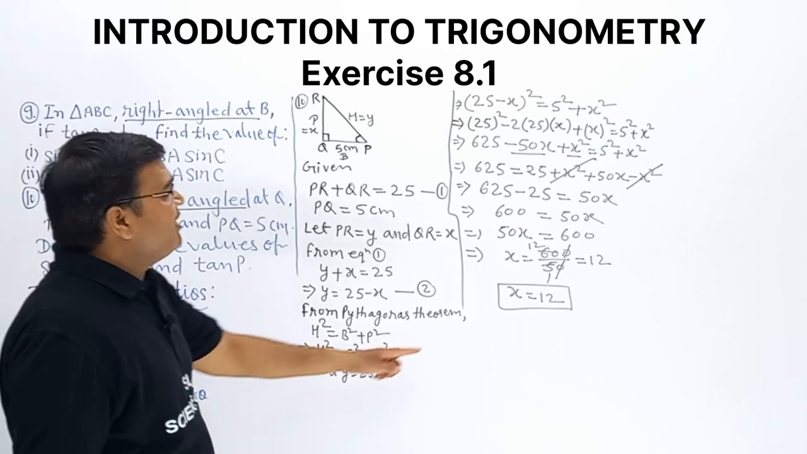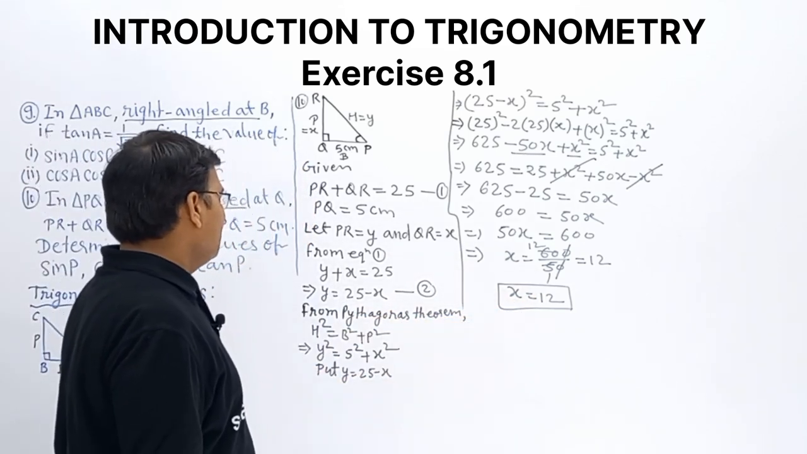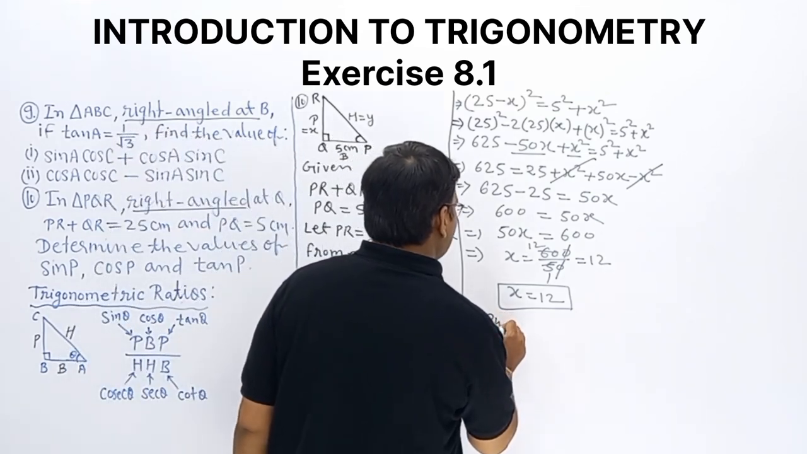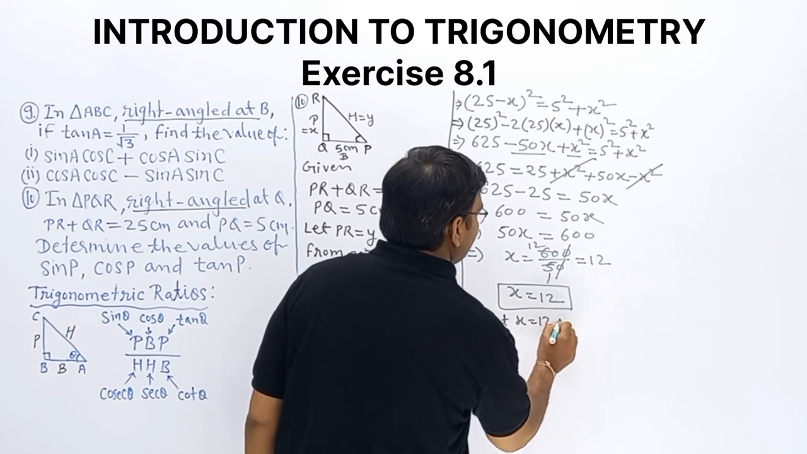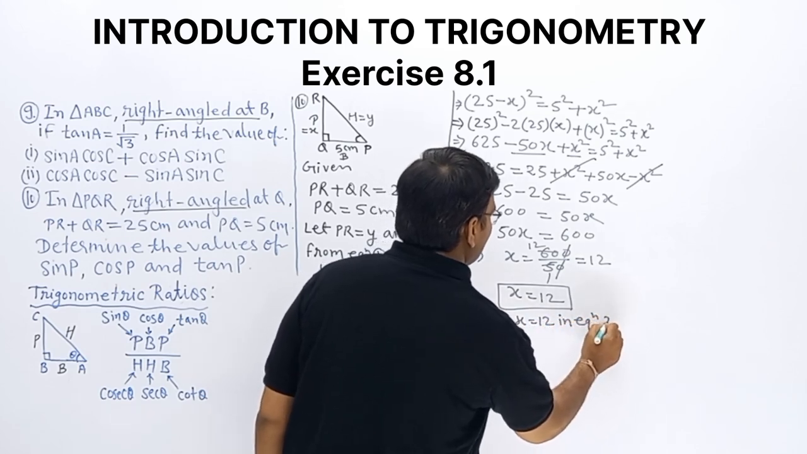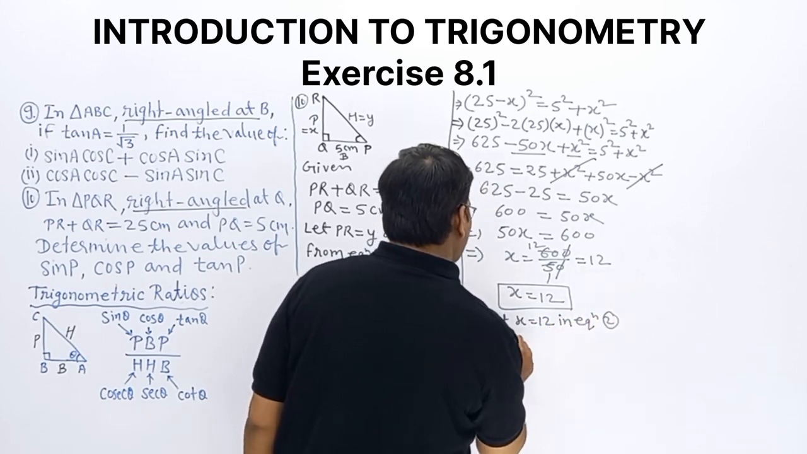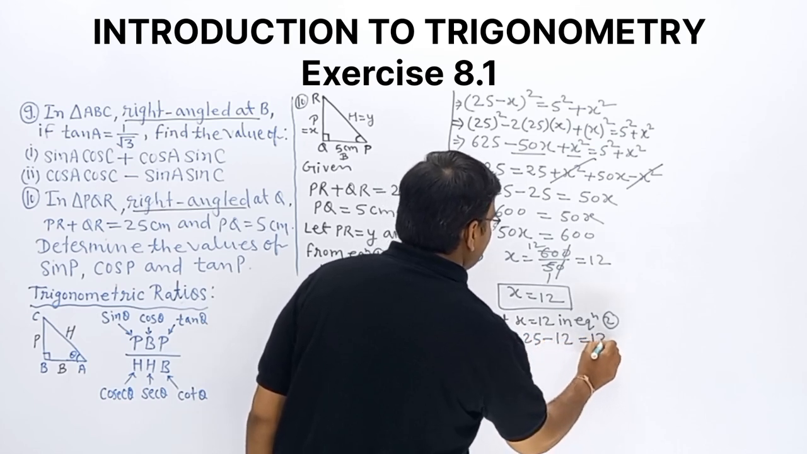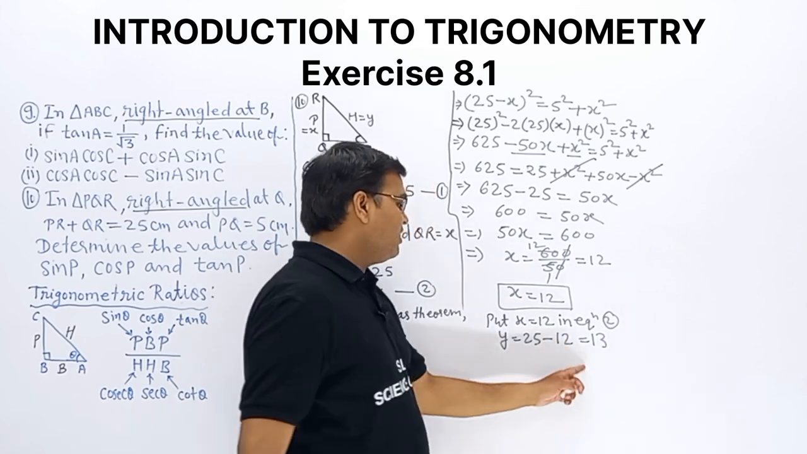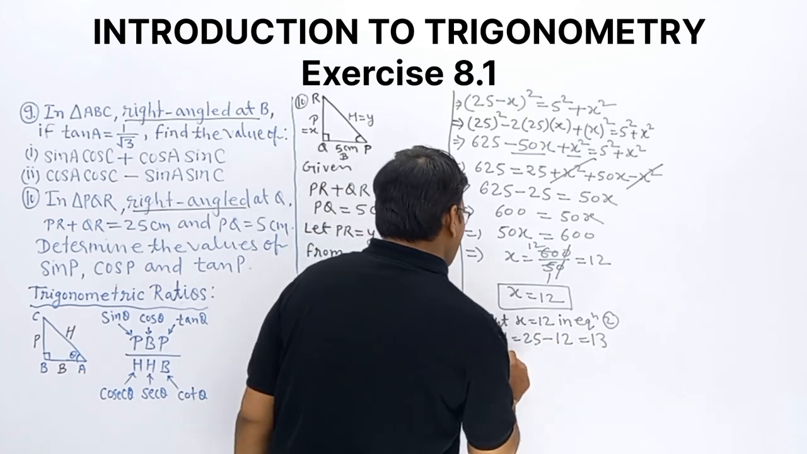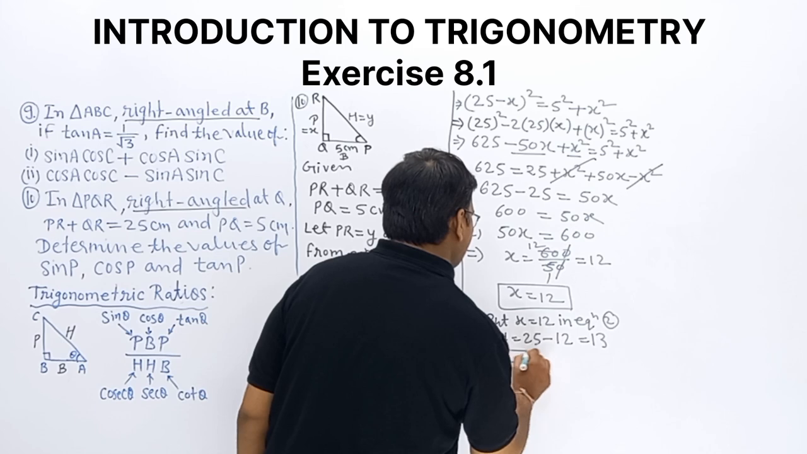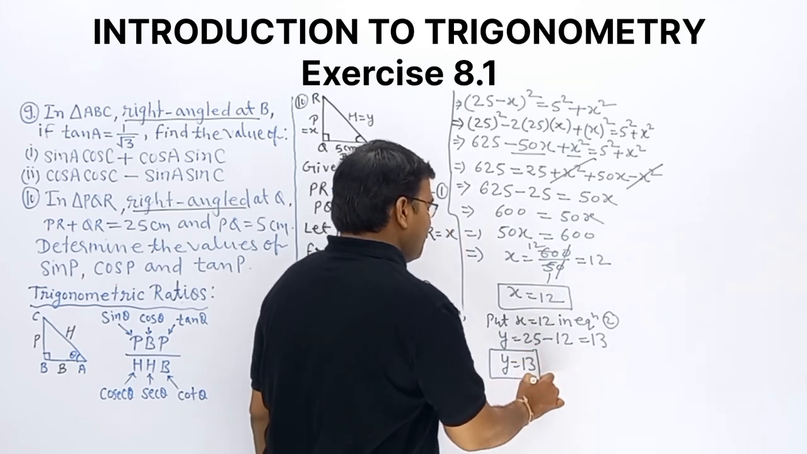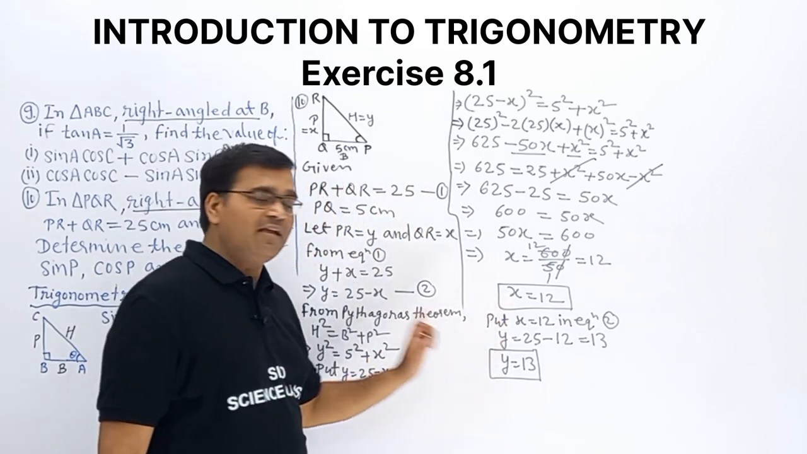Now put the value of x equal to 12 in equation number 2. We want the y value. So put x equal to 12 in equation 2. Then what are we getting? Y equal to 25 minus 12, and this is 13. 5 minus 2 will be 3 and 2 minus 1 will be 1. So y equal to 13 we are having. Clear? After this we have observed x and y.